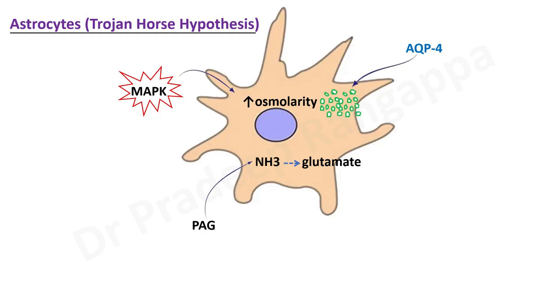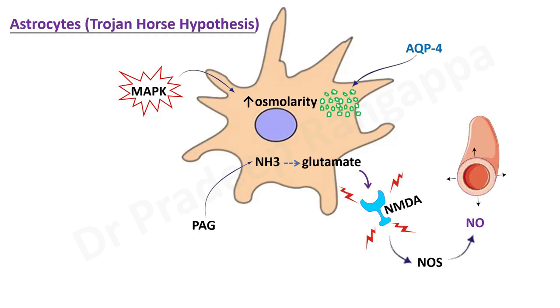And there is this activated glutaminase, which causes increased conversion of ammonia to glutamate. So which is the phosphate activated glutaminase, which causes increased conversion of ammonia to glutamate within the astrocytes, which leads to worsening of the encephalopathy. And the increased glutamate within the astrocytes leads to activation of these NMDA receptors, which leads to production of nitric oxide synthase and increased production of nitric oxide, which leads to cerebral vasodilation. So all these mechanisms within the brain lead to worsening of encephalopathy and worsening of intracranial pressure. So this whole mechanism is called the Trojan horse hypothesis, which leads to worsening of encephalopathy.